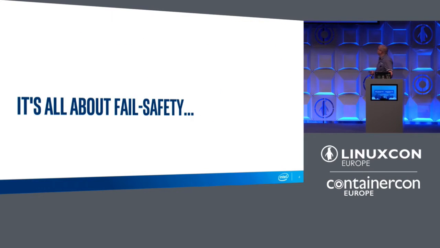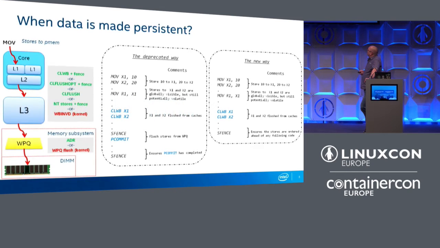So yeah, persistent memory programming is all about fail safety. I like this because it is all true. I found it in some presentation, but I don't remember who the author was. I believe someone from Red Hat or maybe HP. Anyway, this is all true. And why is it true? Some people naively think that when you store the data to persistent memory, it's already there. It's already durable. It's not.